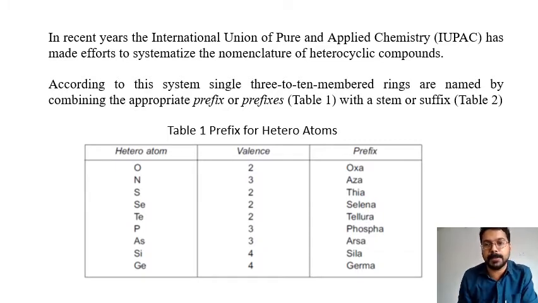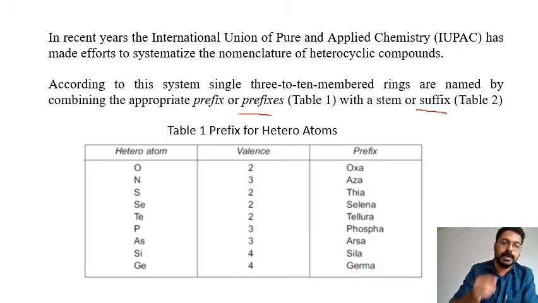So actually the name is divided into two things, the prefix and the suffix or stem. The prefix gives the idea of what type of heteroatom is present in the heterocyclic compound, and the stem or name ending suffix gives the size of the ring. I told you, apart from carbon, different heteroatoms are present in the heterocyclic compound.